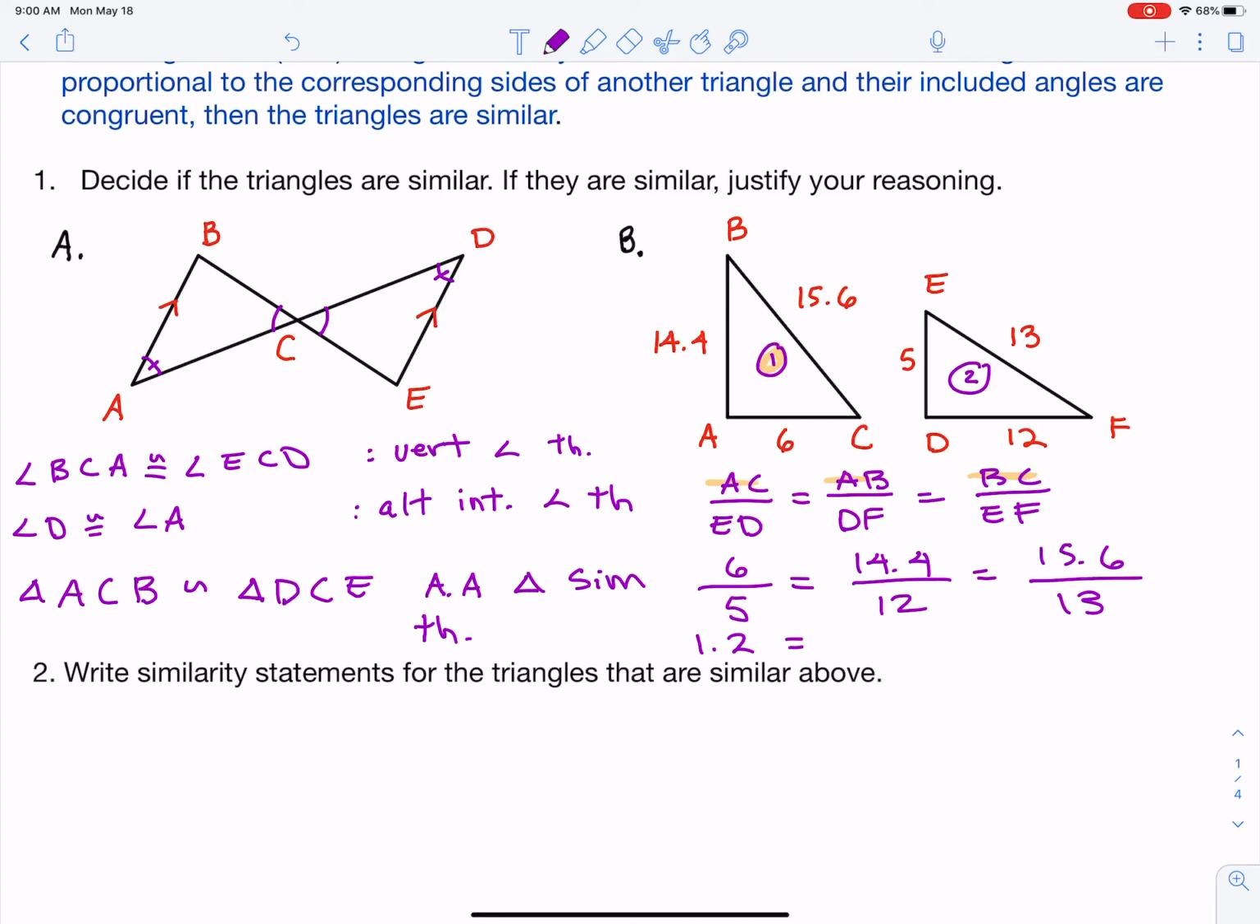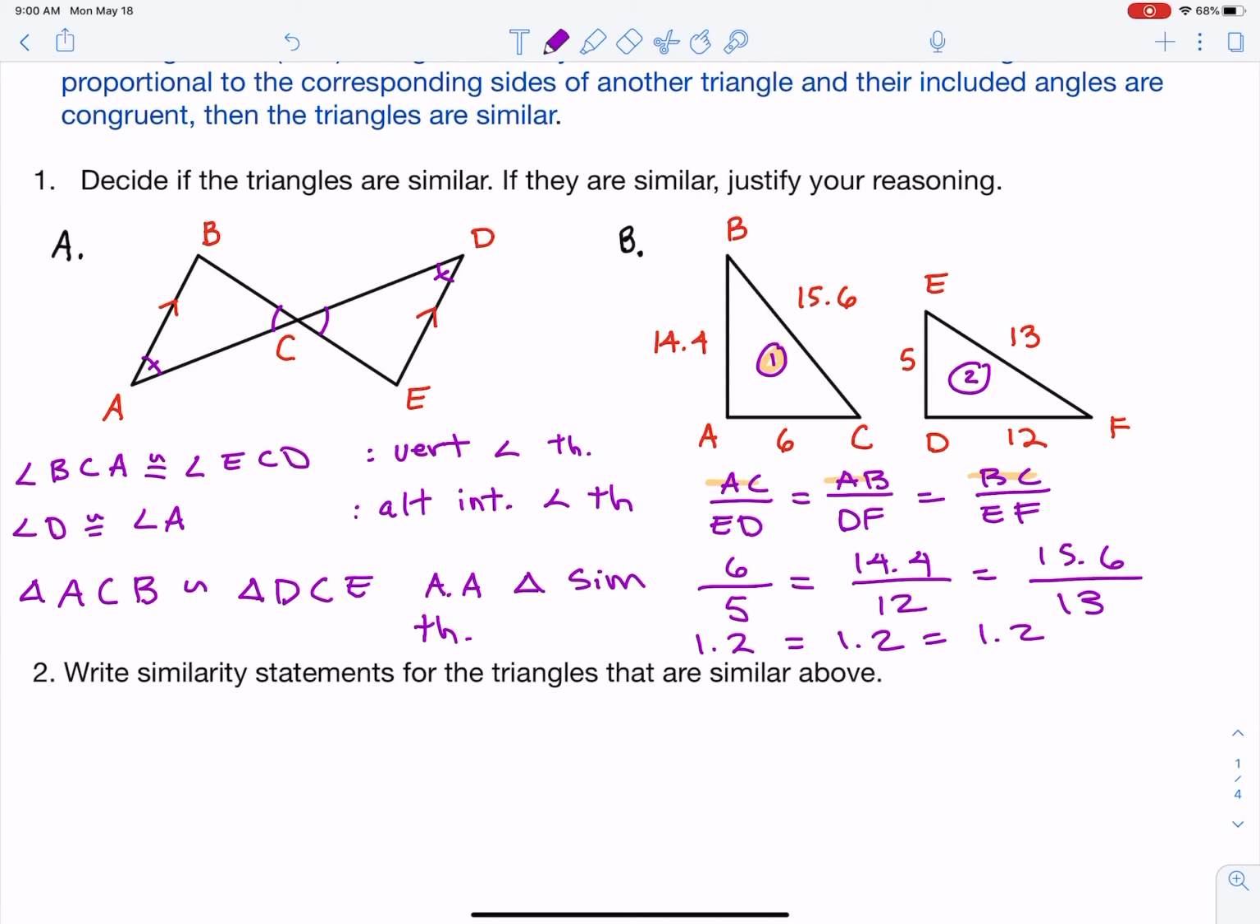Does that equal 14.4 divided by 12? And the answer is, well, that's 1.2. Now remember, I still have to look at the last one because there's supposed to be three sides. So is 15.6 divided by 13 also equal to 1.2? And the answer is yes.